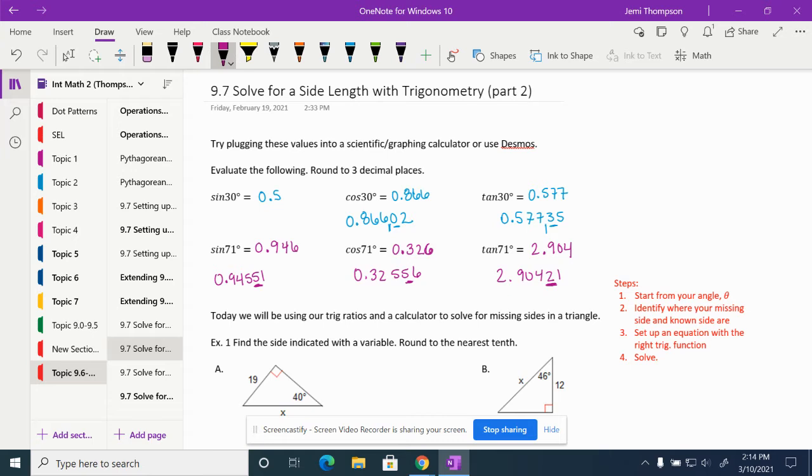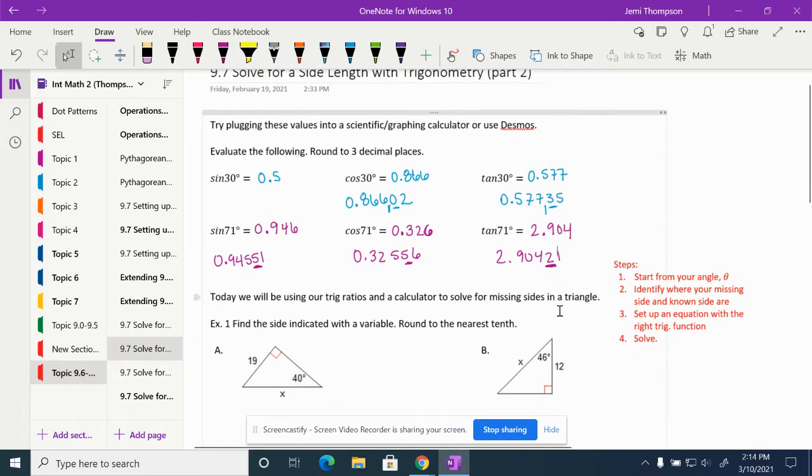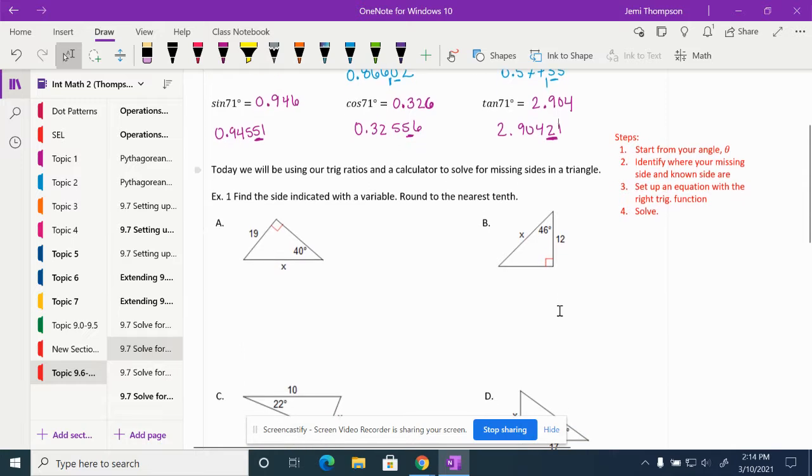Cool. So the next type of problem is going to pull in how to set up the trig function, sine, cosine, and tangent, actually setting it up, solving, and plugging in the calculator. So it's going to incorporate a lot of pieces here. I've got the steps written out for you right here. They're over here in red. And we're going to go piece by piece through each one of these.